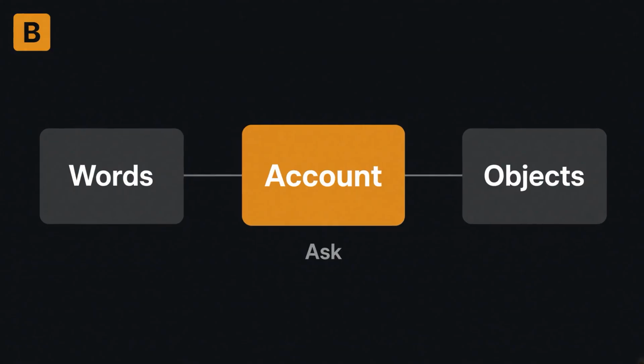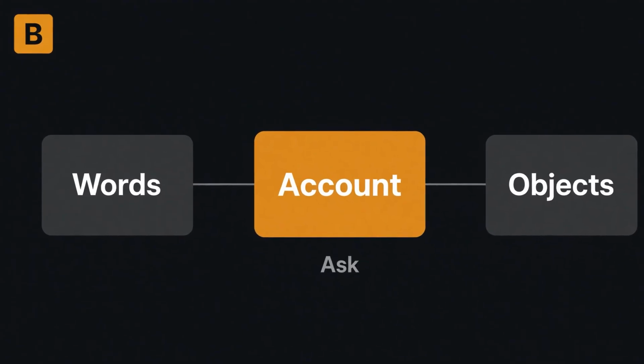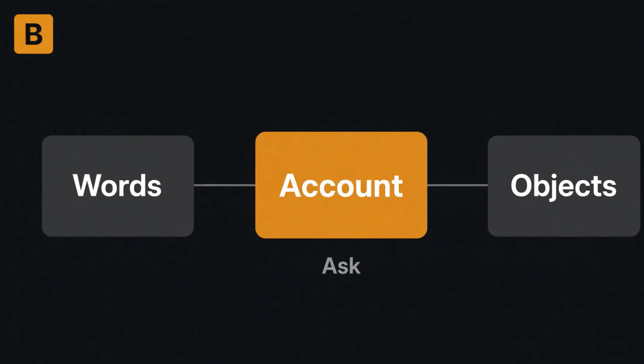Plain English works because the agent maps your words to the account objects. You do not write a query language. You do not name a campaign ID. You ask the way you would ask a buyer sitting next to you.